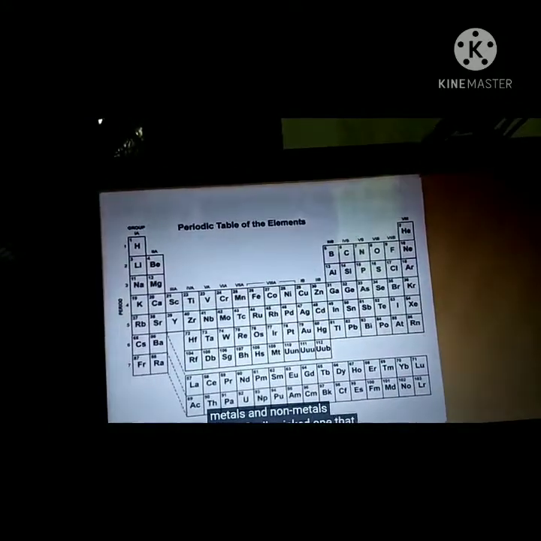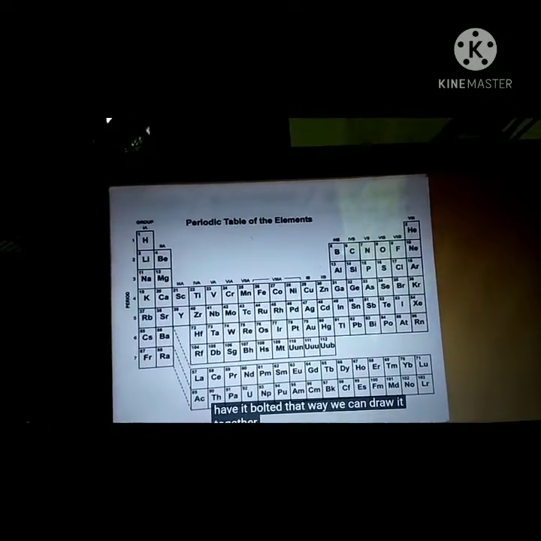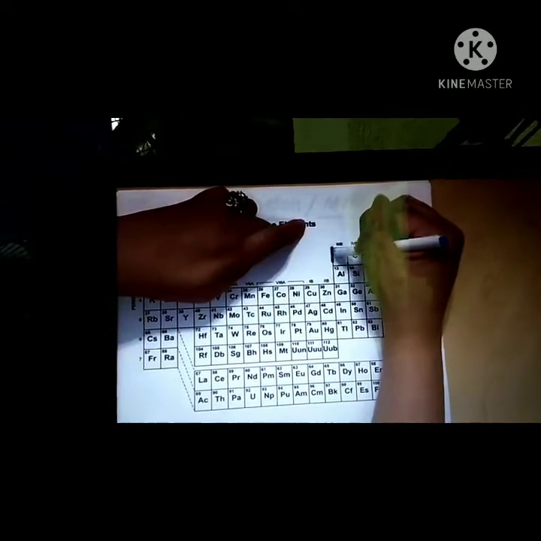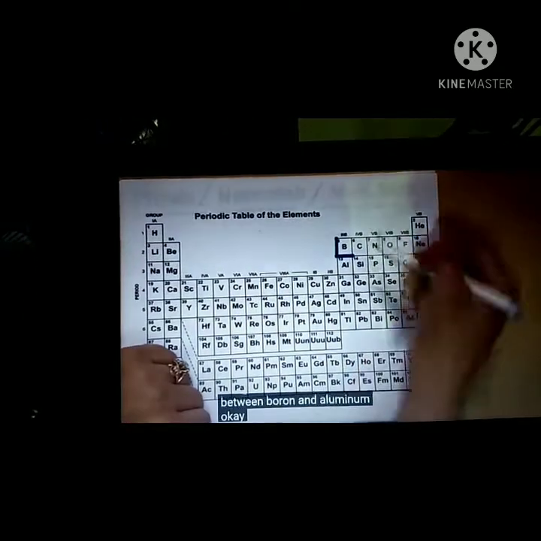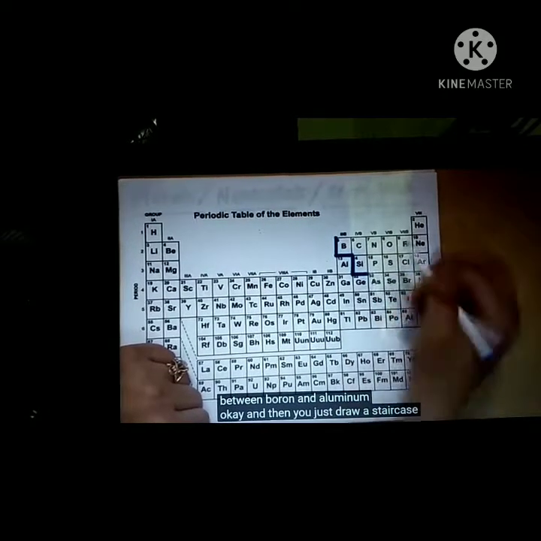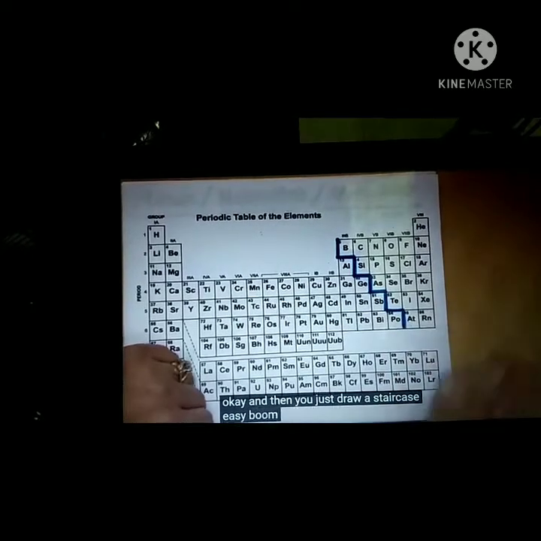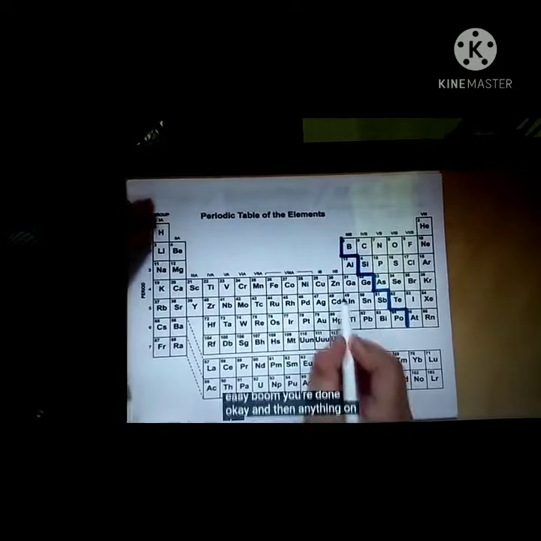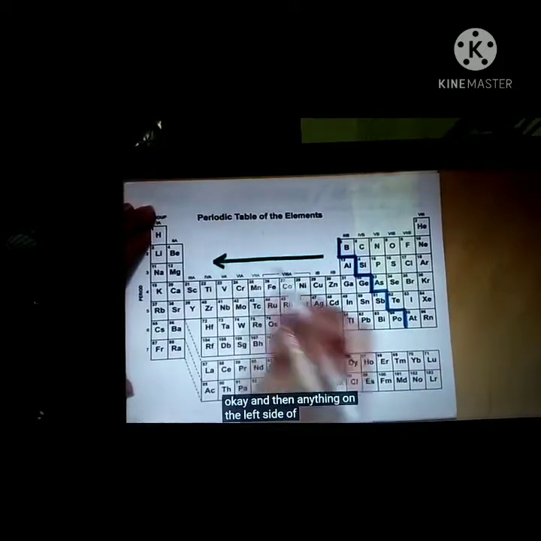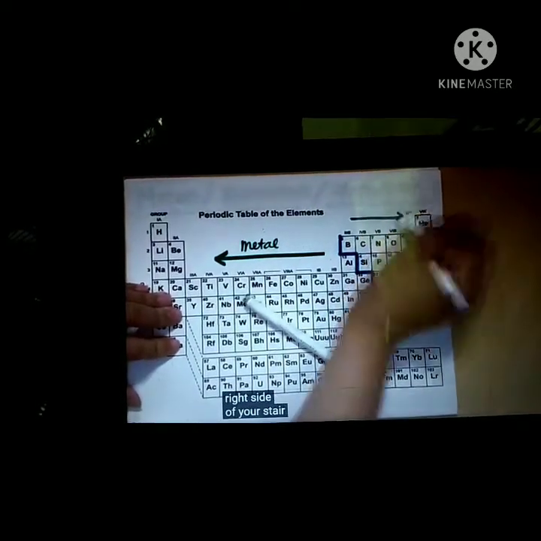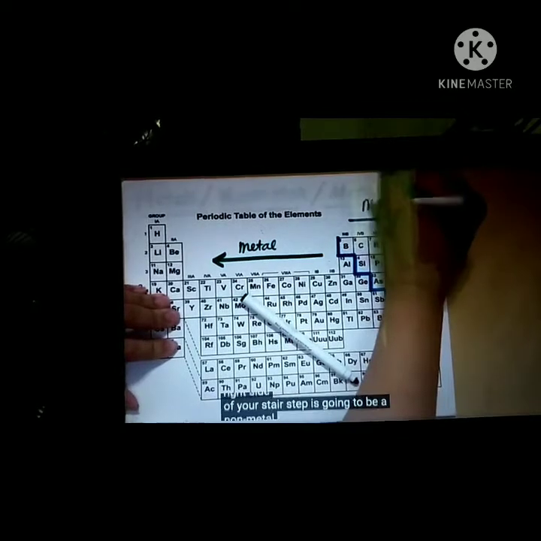I specifically picked one that doesn't have it bolded, that way we can draw it together. So you're going to start at the corner right here and go down, and the first stair is between boron and aluminum. Then you just draw a staircase. Easy. Boom, you're done. Anything on the left side of your stair step is going to be a metal. Anything on the right side of your stair step is going to be a non-metal.